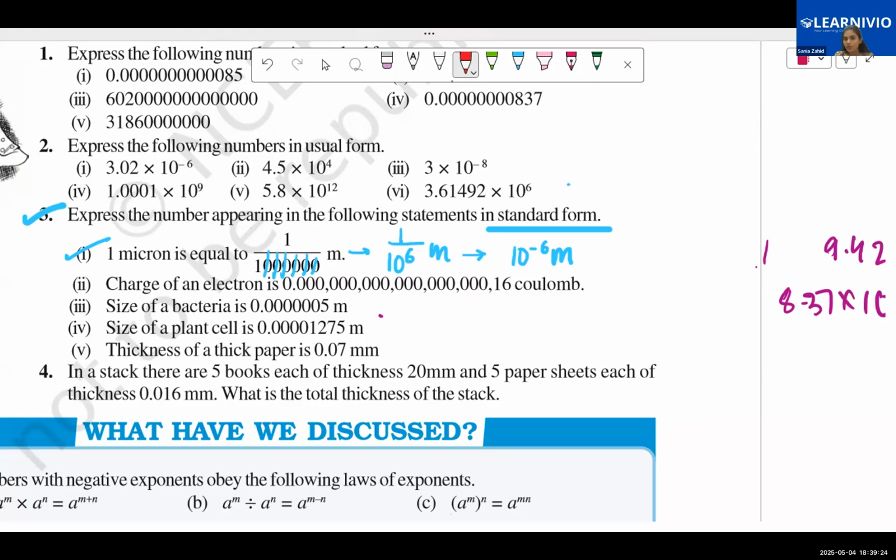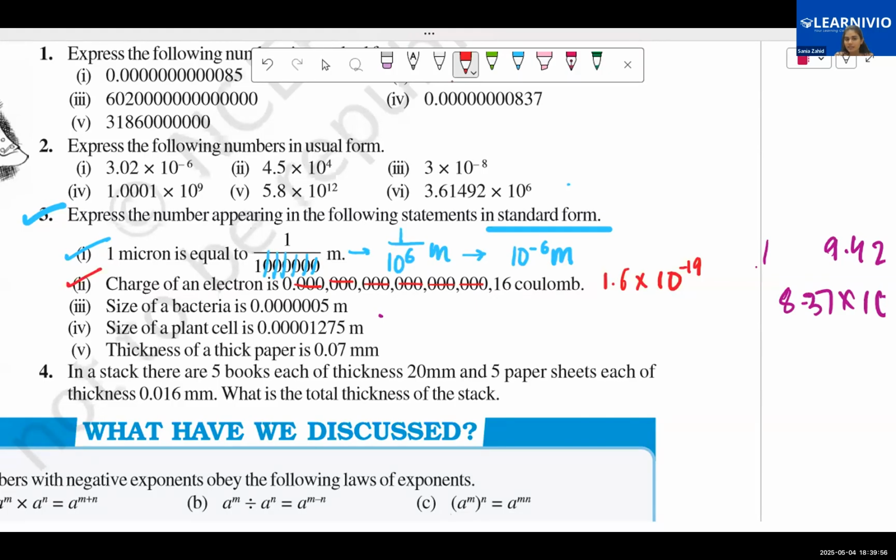I have to convert it into the standard form. So I will transfer this decimal after 1. So it becomes 1.6 multiplied by 10 raised to the power what? 3, 6, 9, 12, 15, 18 and 19. So when I count the number of places, it is 19 places. And since I'm shifting it to the right side, it is minus 19. Clear? Yes, ma'am. Okay, come to the third one.